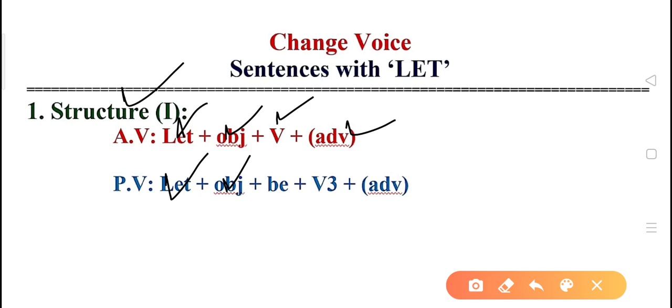Change takes place in the third place. In active voice, object is followed by verb, but in passive voice, object is followed by be. And after be, we put the third form of the verb, and if there is any adverb in the active voice, it continues to follow the third form of the verb, otherwise we put a full stop and our passive is over. So this is how we can change the structure of type 1 into passive voice.